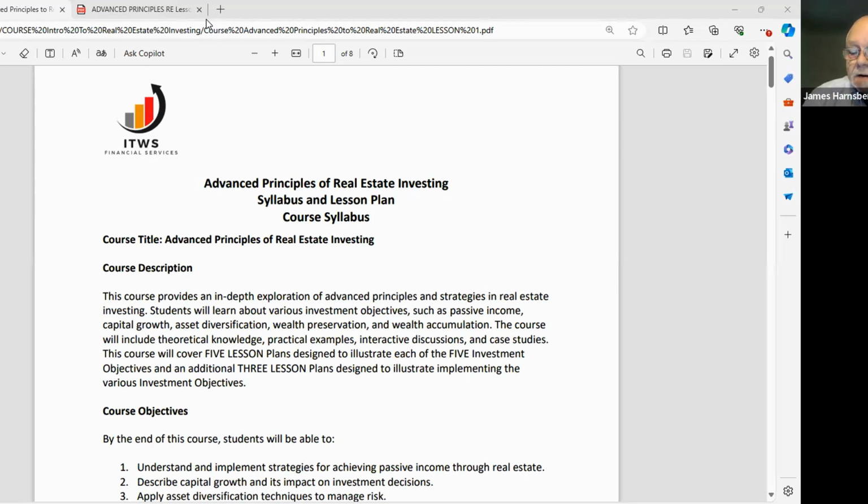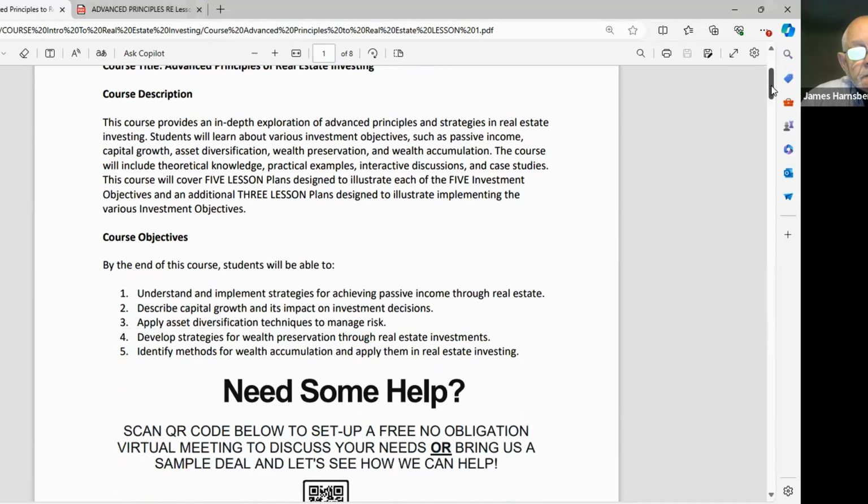So let's talk a little bit about the investment objectives. This is really, I think, where a lot of investors miss the boat. While they might be moderately successful financially, they could be so much more financially successful just by implementing a discipline and having some of this in place with respect to their real estate investment portfolio.